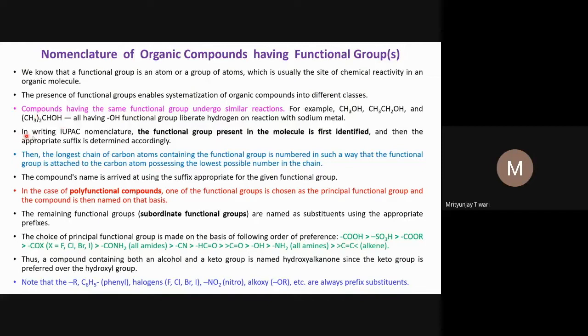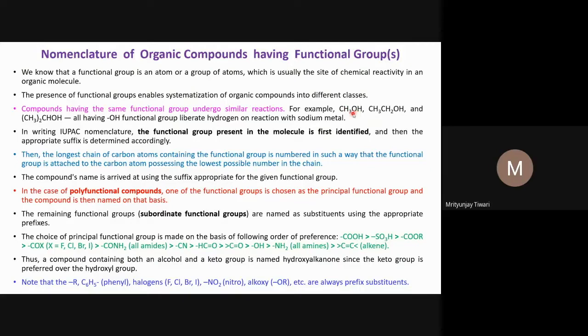So in writing IUPAC nomenclature, the functional group present in the molecule is first identified. What the different functional groups in organic compounds are, I have already explained earlier, and how you can recognize them: there is a particular chemical symbol, and if it is there, you can find out this is the functional group. Like here, if an OH group is there, we can say this is the alcohol functional group. All these three compounds are alcohols, and the functional group is alcohol, OH. It is important: the hydroxyl OH group is attached to a carbon atom, so it is alcohol.